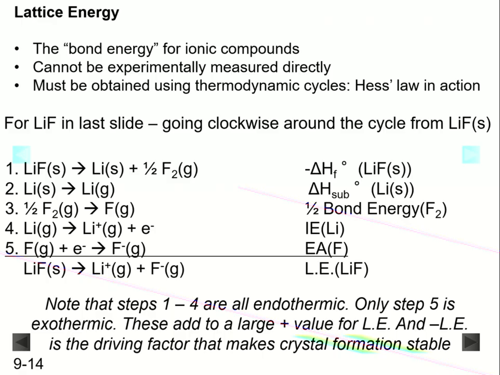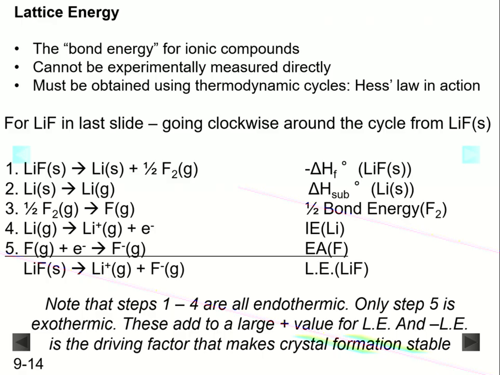So if we add those first 5 steps, then lithium fluoride solid going to lithium ion gas plus fluoride ion gas is the sum of all those. And if we add those 5 delta H's, they give us the lattice energy for this process. So if we add all 5 of those reactions together, we'll get a large positive number.